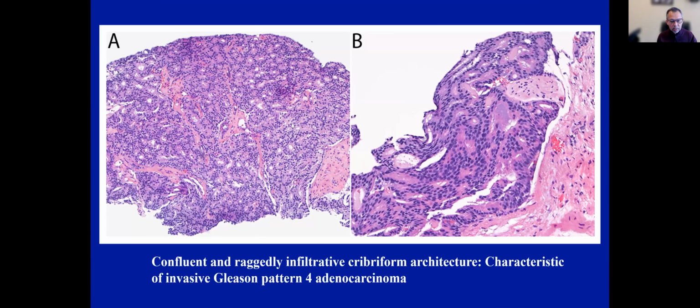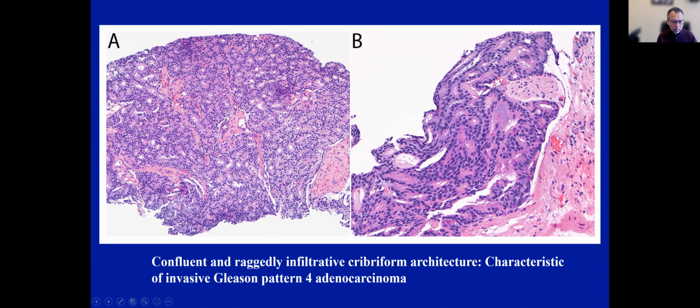So here are some examples which I would refer to as infiltrative examples of cribriform proliferation. Here is a beautiful example of confluent cribriform proliferation. These glands are back to back. They have no well-defined borders or boundaries that you can define. They are very confluent in nature. So this is an example of confluent infiltrative cribriform glands.